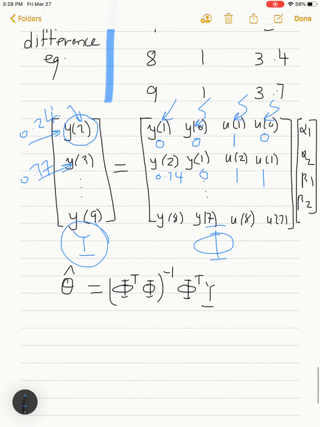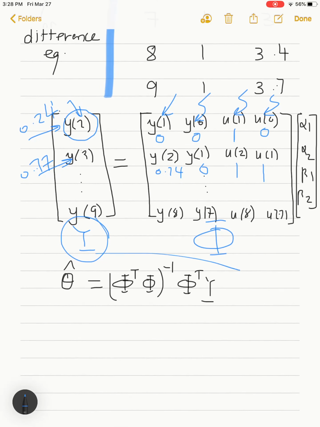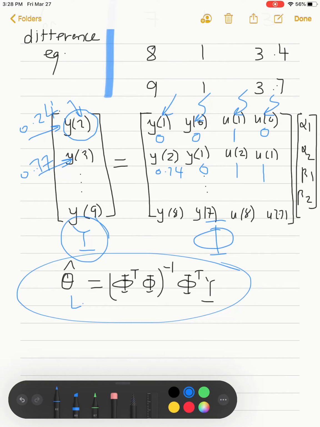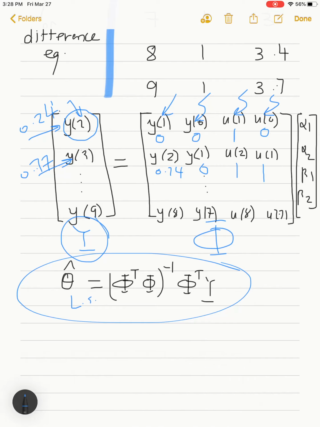Once I do that, I will have the formula for calculating the least square estimate of theta, which is phi transpose phi inverse times phi transpose y. This is phi, this is y, so I just directly substitute in the formula and calculate the estimate theta hat.